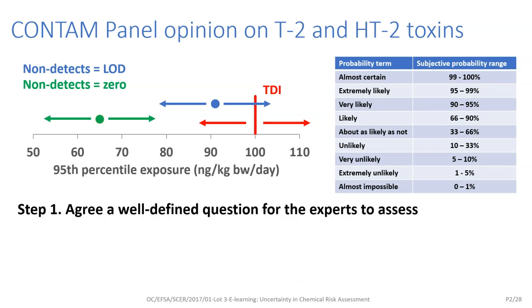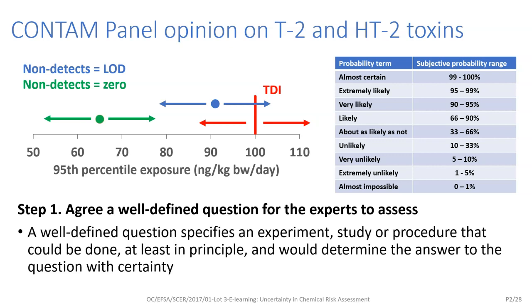Step 1 is to agree a well-defined question for the experts to assess. The guidance on uncertainty explains that a well-defined question specifies an experiment, study or procedure that could be done, at least in principle, and would determine the answer to the question with certainty. The purpose of this is to ensure that all the experts interpret the question in the same way.